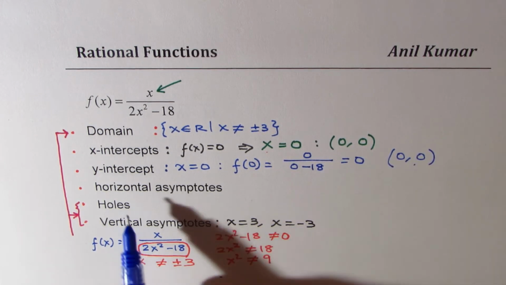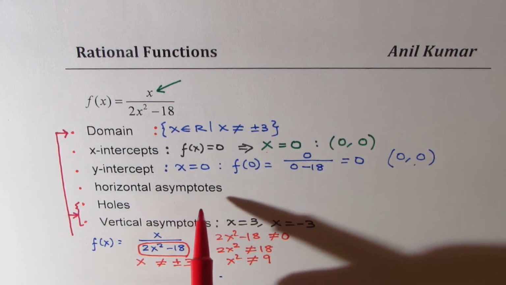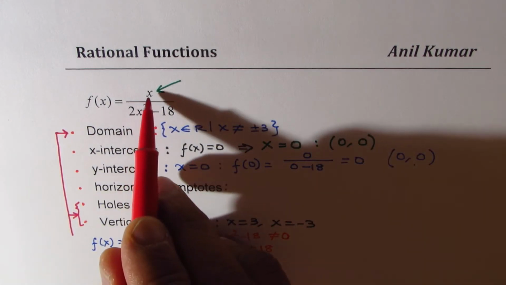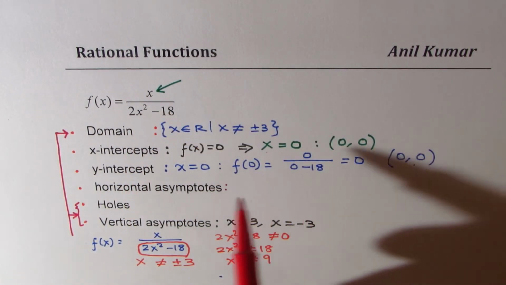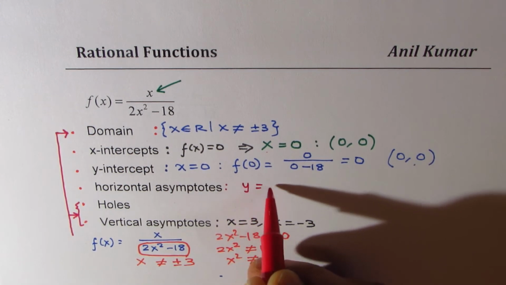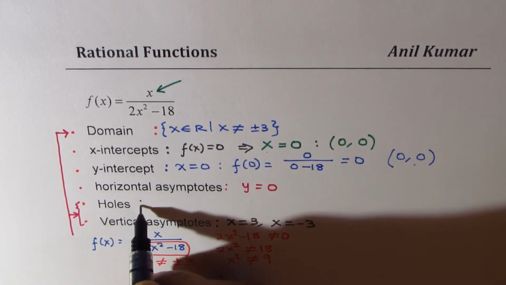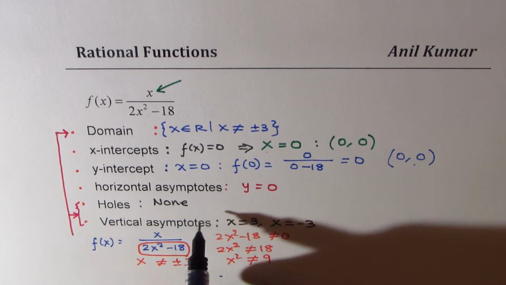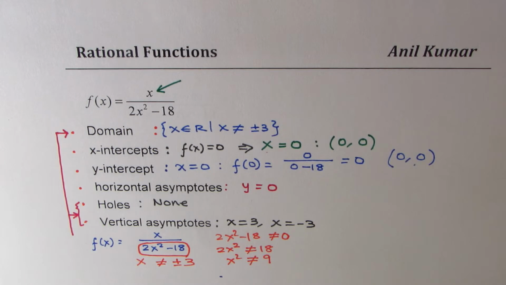Correct? Horizontal asymptote. Now the horizontal asymptote is a value that describes what happens when x is very, very large. If the denominator's degree is higher, in that case we get y equals 0 as the horizontal asymptote. Perfect. As far as the holes are concerned, there are none in this particular case since we do not have a common factor in numerator and denominator. Correct? So I hope the steps are absolutely clear. Now let's move on to the other two.